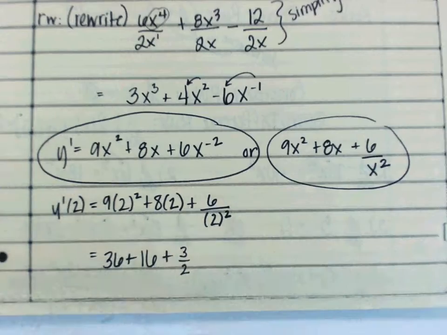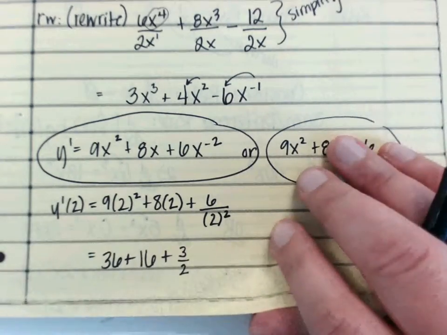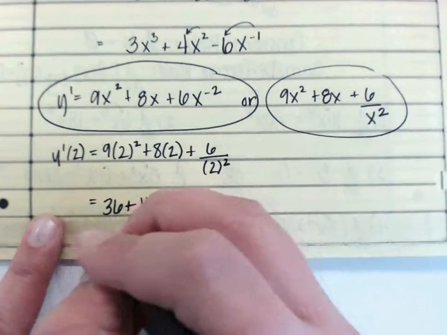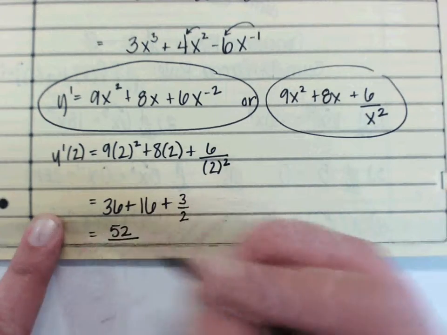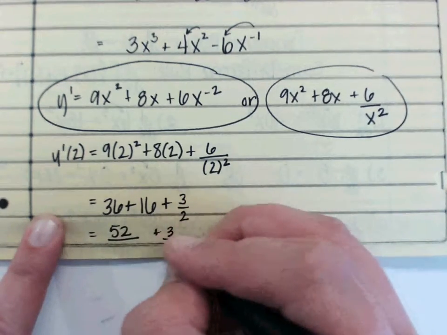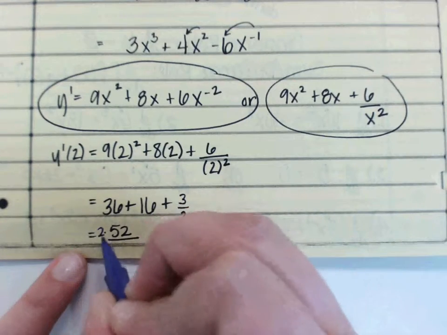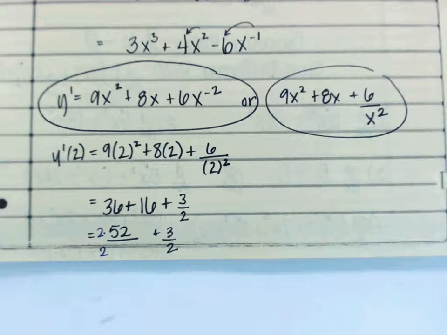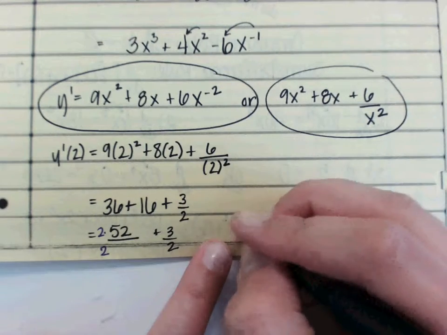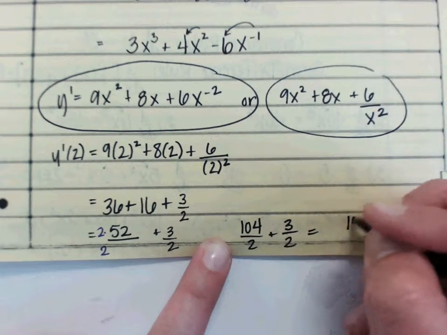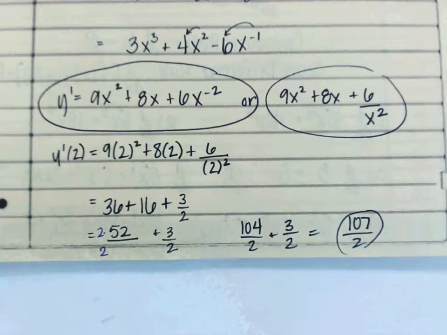Good. Okay, now put those first terms together. What is 36 plus 16? 52. Plus 3 over 2. And now from here, you're going to have to get a common denominator. So remember, the way that you do that is you're just going to multiply by 2 on top and on bottom. So 2 times 52, how much is that now? 104 halves plus 3 halves. How many do we get? 107 halves. Or 53 and a half is also fine.